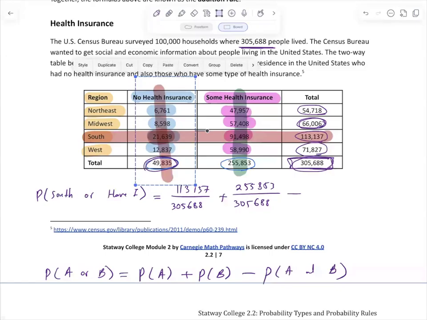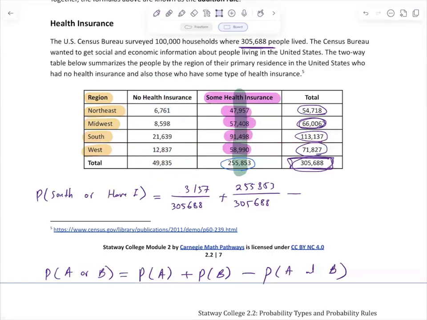So let me remove this so you don't get confused. And their intersection, the number of people who live in the South and have some insurance, is right here. This is the intersection. Minus 91,498 divided by 305,688. Then you're going to use your calculator to find this probability. So the probability of A, probability of B, you calculate each one of them separately, minus the probability of their intersection.